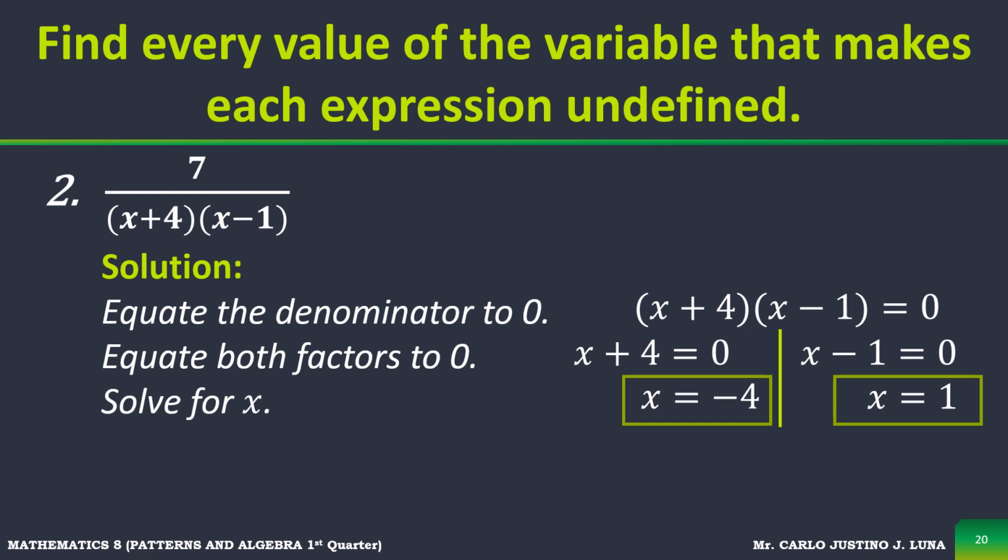Ibig sabihin, kapag yung x mo daw ay pinalitan mo ng negative 4, magiging 0, magiging undefined yung expression natin. O kaya naman, kapag yung x mo ay pinalitan mo ng 1, ganun din. It will become undefined. Okay, our expression will become undefined. So, the domain now is x such that x is not equal to negative 4 and positive 1. Okay? Good.